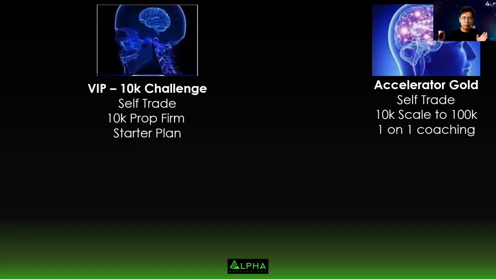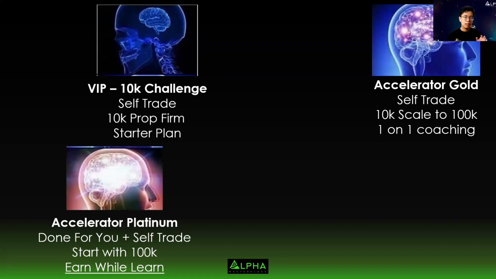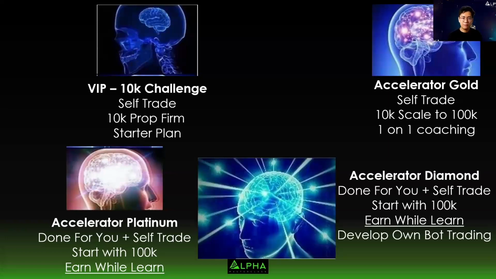And you will also get one-on-one coaching from my side. Alpha Accelerator Platinum is done for you. You can learn how to self-trade as well, earn while you learn, and start straight away with 100K. Alpha Accelerator Diamond is also done for you. You learn how to self-trade, start with 100K, we automate everything for you, and we earn while you learn. At the same time, we'll develop your own robot trading for the rest of your life.